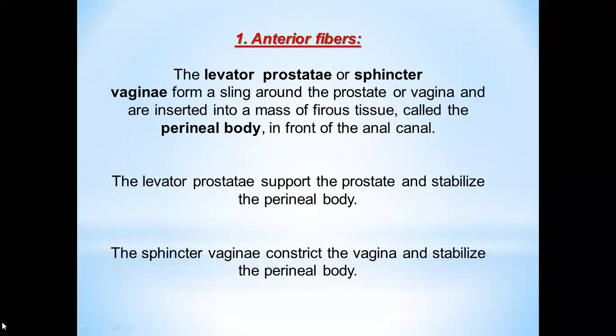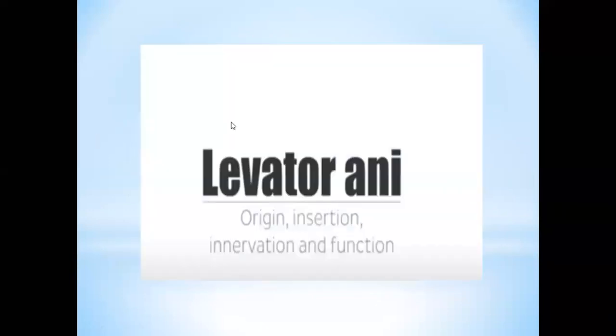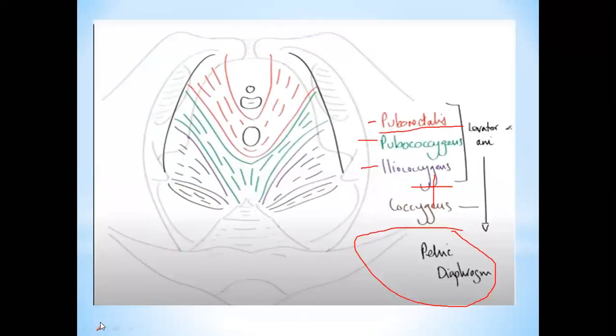So if I can explain the origin here, this is the puborectalis muscle. This allows the opening of the urethra and the vagina in cases of female, and the opening of the prostate and urethra in cases of male. So these are the anterior fibers of the levator ani muscle.